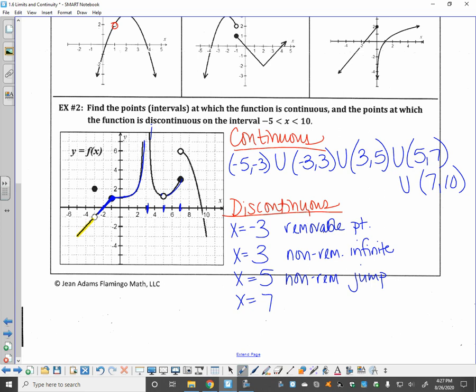No, I'm not. That is a lie. I was looking at the next one. 5 is a hole. 5 is, sorry, removable. My bad. He is removable, point discontinuity. 7 is the non-removable jump. Sorry. Non-removable jump.